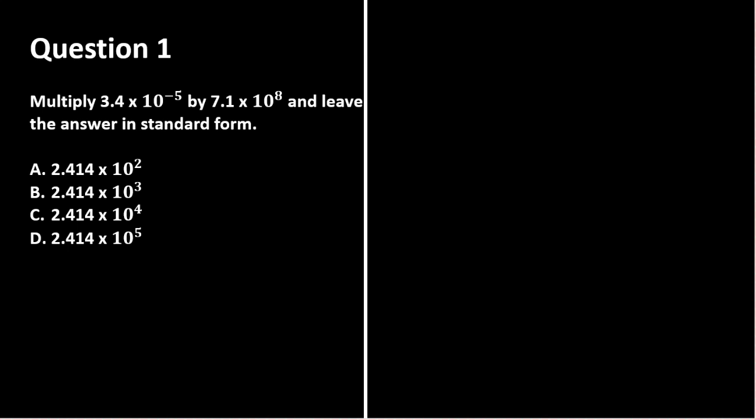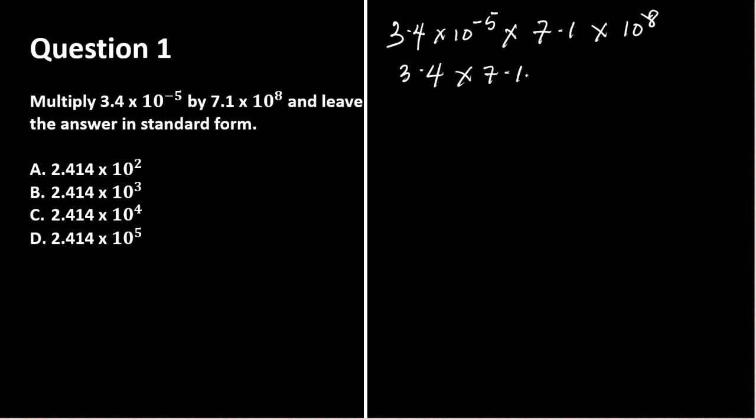Here's the first question. The first question says we should multiply 3.4 times 10^-5 by 7.1 times 10^8. Now, this is what it means. I'll be saying 3.4 times 10 raised to power minus 5 times 7.1 times 10 raised to power 8. Let's rearrange it. That's 3.4 times 7.1 times 10 raised to power minus 5 times 10 raised to power 8. Obviously, 10 raised to power minus 5 and 10 raised to power 8 will apply indices. And for 3.4 times 7.1, we just multiply.